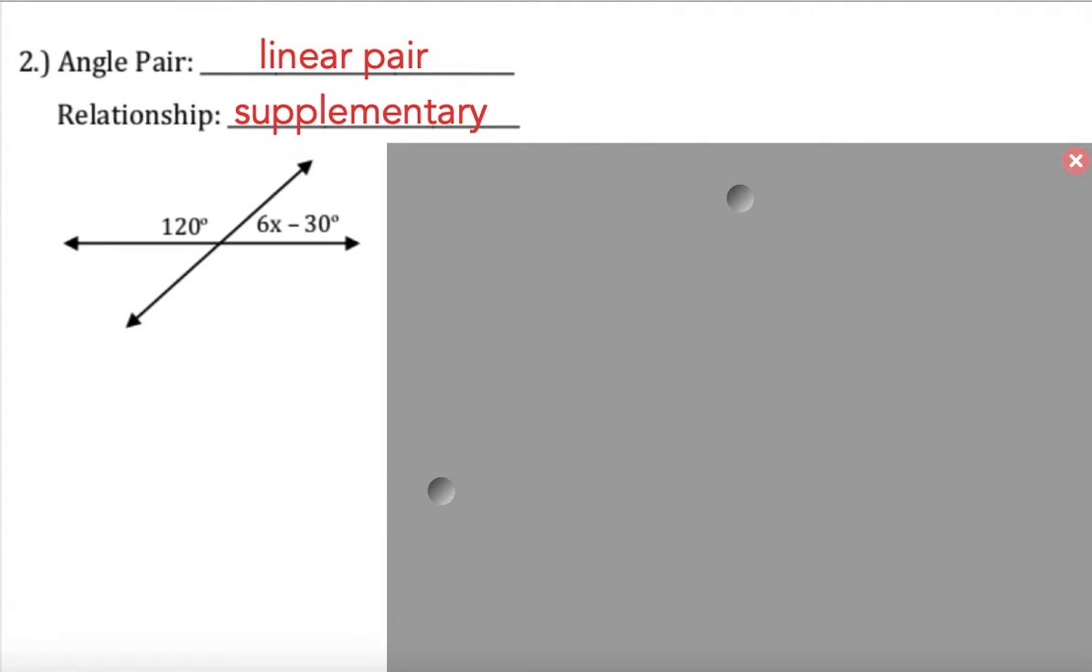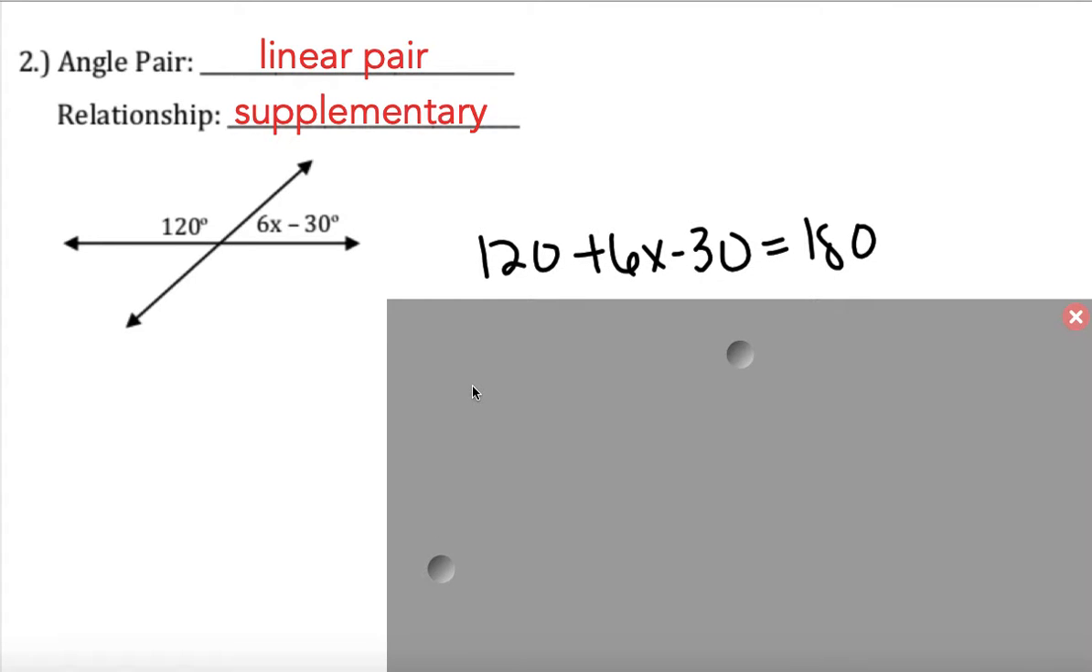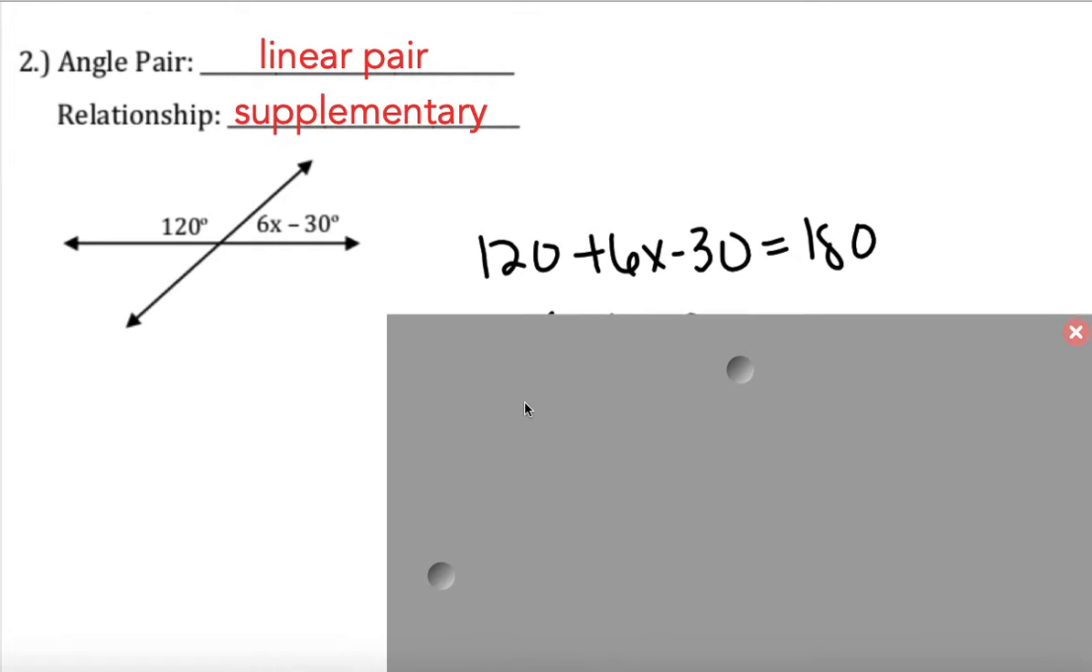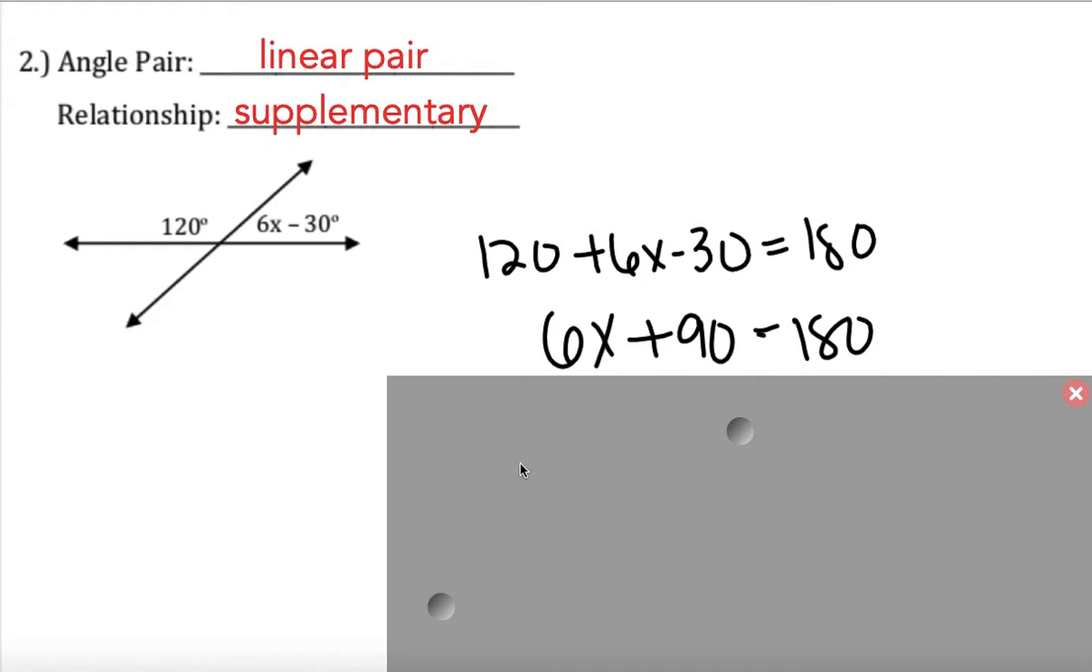On example 2, this again is a linear pair because it's two angles side by side, which means it's supplementary. So again, we want to add both chunks together and set them equal to 180 degrees. Once you have your equation set up, our first step here is to combine like terms. So we have 120 and a negative 30, which combine to be a positive 90. Bring down our 6x, and this is still equal to 180.